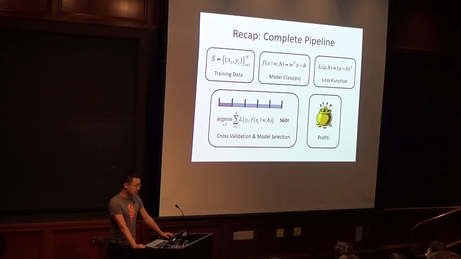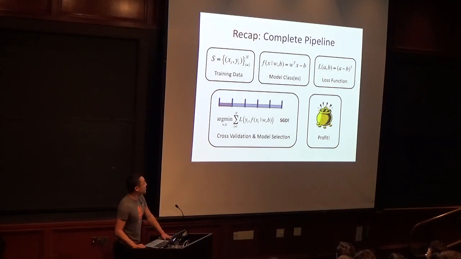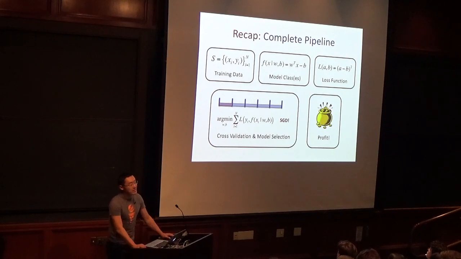And so here's sort of the complete pipeline. We have training data. We choose a set of model classes. Let's say, for the sake of argument, linear, quadratic, cubic. We have a loss function. We do what's called validation. In this particular case, cross-validation, to figure out which model class has the best test error.